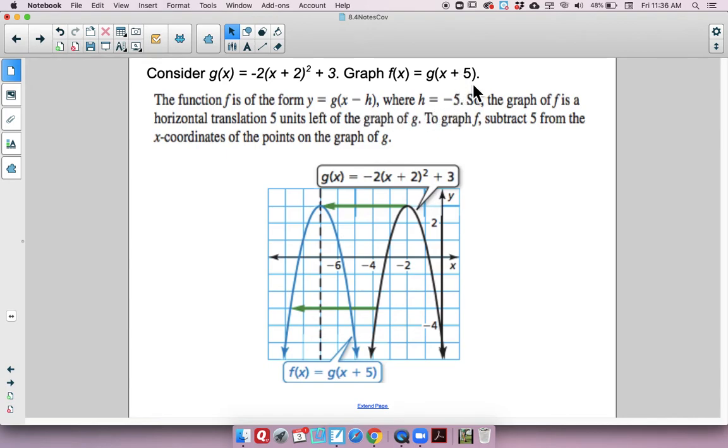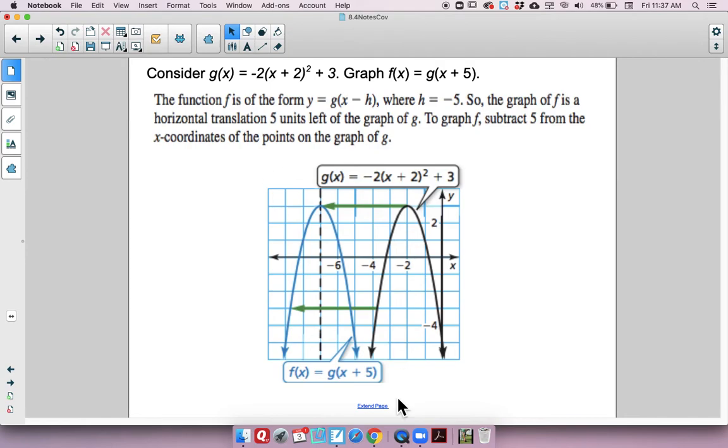Okay, remember x minus h. So x plus 5 would be the same as x minus negative 5. So the graph of f is a horizontal translation 5 units left of the graph of g. So what we would need to do is graph g and then just subtract 5 from the x-coordinates of the points on the graph.